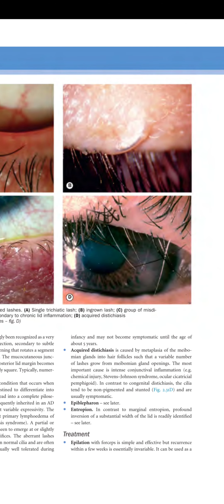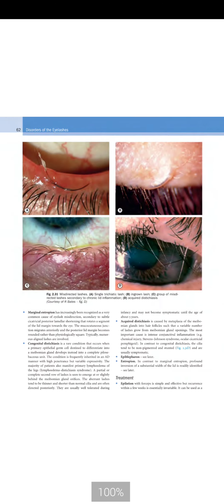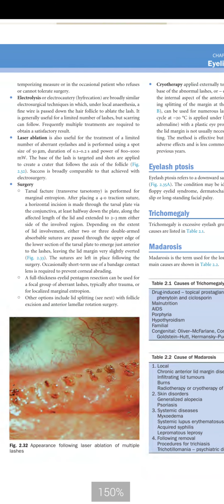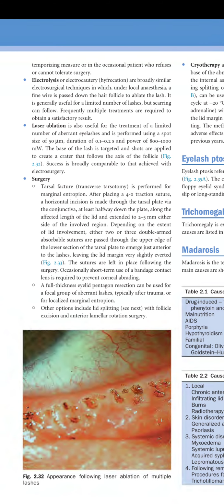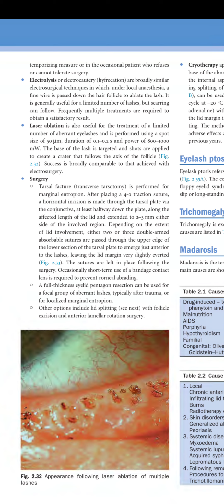Treatment: epilation with forceps is simple and effective, but recurrence within a few weeks is almost invariable. It can be used as a temporizing measure on an occasional patient who refuses or cannot tolerate surgery. So basically, epilation is done when there is a small number of trichiasis, or it can be done as a temporizing measure when the patient is symptomatic.